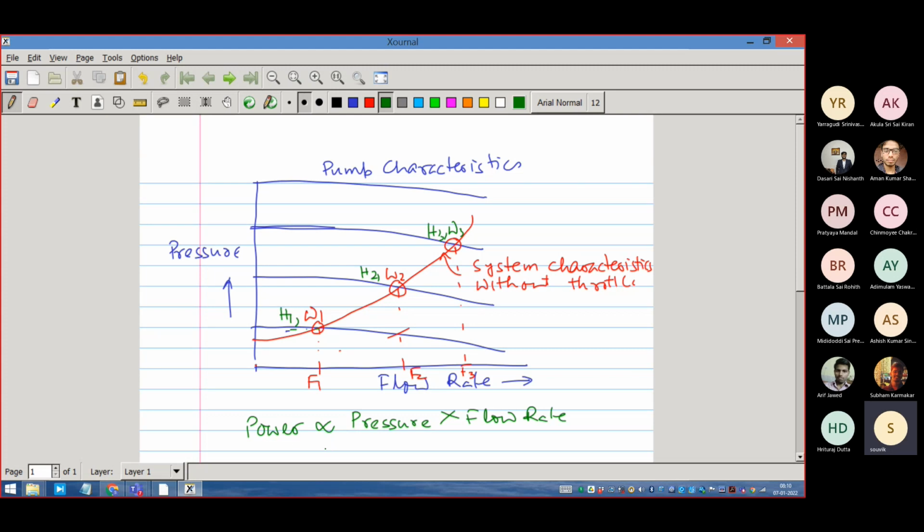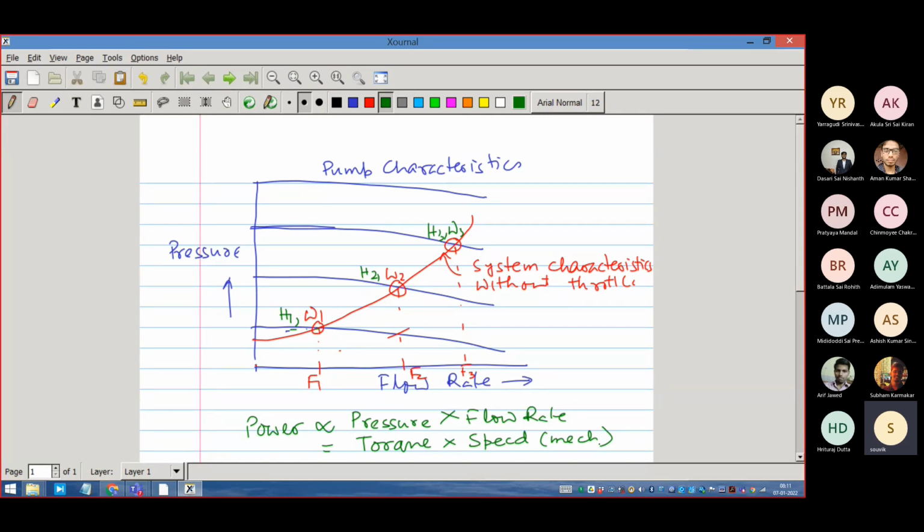In electrical terms, power is equal to torque into mechanical speed. That is the definition of this. So from these characteristics, we can see how much is the saving in this case, because we are able to move it.